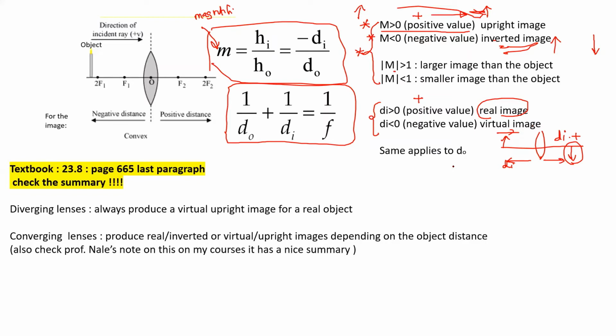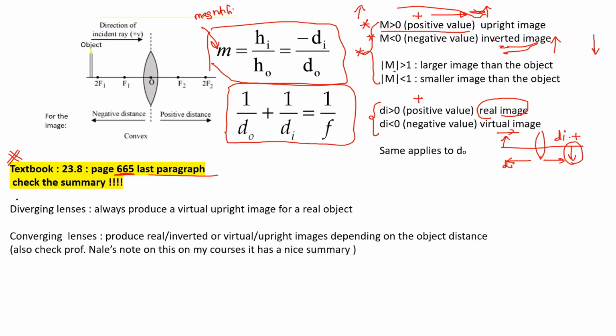And here I have written a small summary where you need to check for all of this information. In the textbook, chapter 23.8, if you have the textbook, it's page 665, last paragraph. They have a summary, and also they have all the things that I told in the previous slide. They have the sign convention as well.